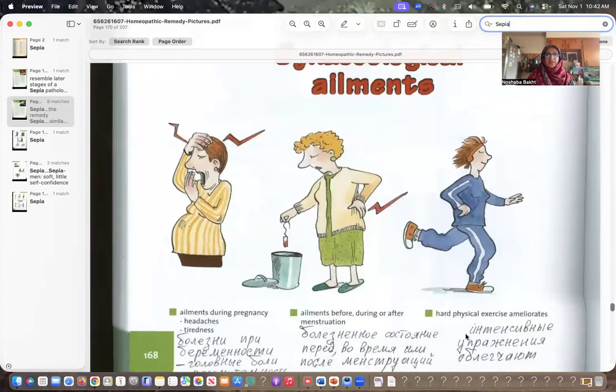The gynecological ailments would be: during pregnancy they have headaches, they're very tired, and these women mostly have physical problems before, during, and after menses. So remember, this is mostly a lady's remedy, a woman's remedy.